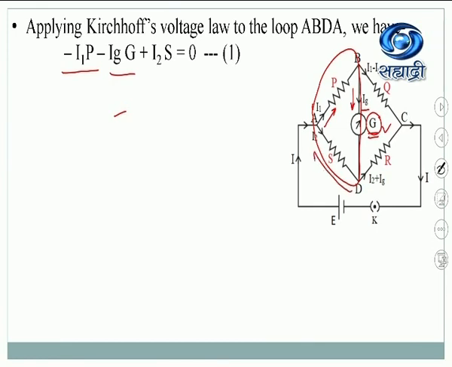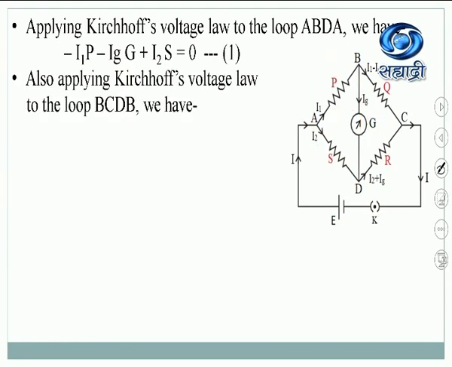Similarly, when it is going in this direction, we are going against the direction of current I2. So this will be plus. So this is plus I2 into S. So this is equal to 0. We get this equation number 1. So applying Kirchhoff's voltage law to this loop ABDA, we get one relationship. So this is one equation.